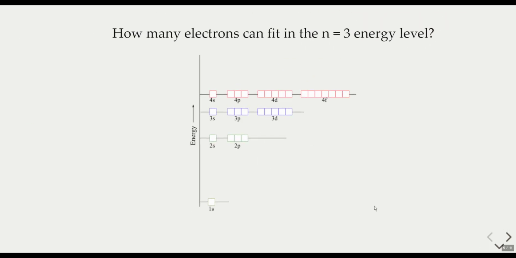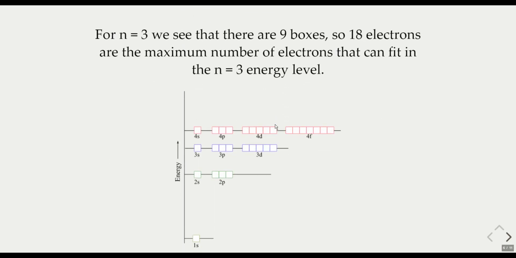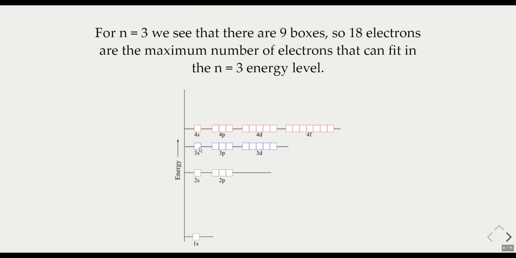Now let's try another one. How many electrons can fit into the third? You say, all right, I get this. I just count the number of boxes. I look up here and see how many boxes I have. That's exactly right. We can see that there are 1, 2, 3, 4, plus another 9 boxes. They hold 2 electrons apiece. So that's easy. 2 times 9 is 18 electrons fit in the third energy level.